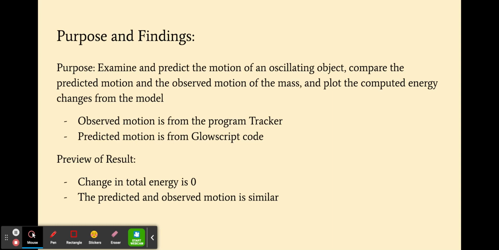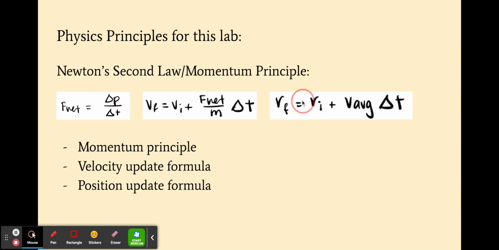And then a preview of the result: the change in total energy is 0, and the predicted and observed motions are similar. The physics principles I used for this lab were Newton's second law in the form of the momentum principle, specifically the momentum principle, velocity update, and position update.